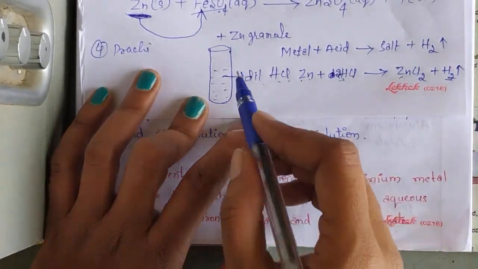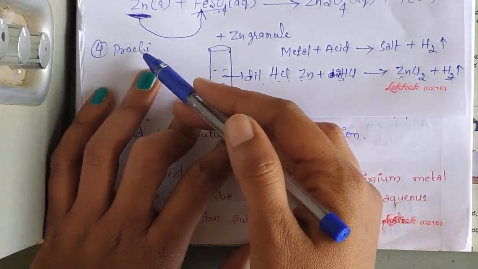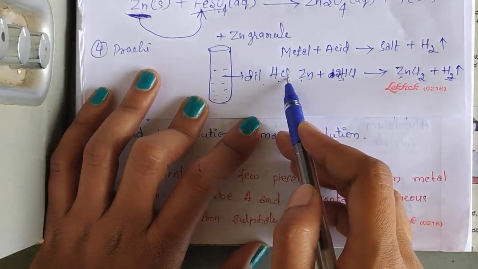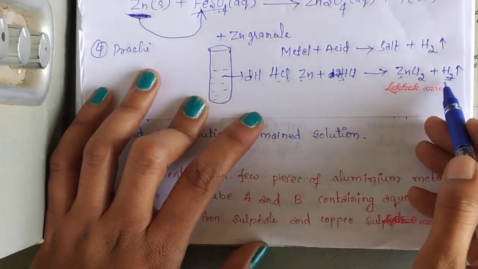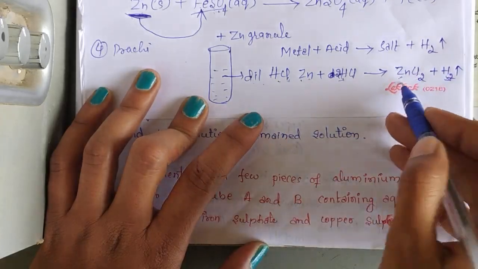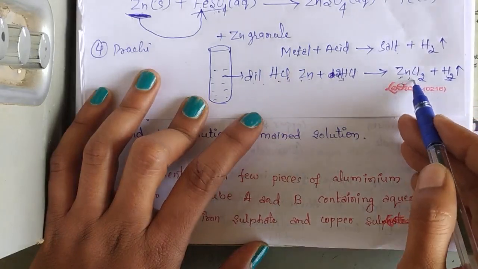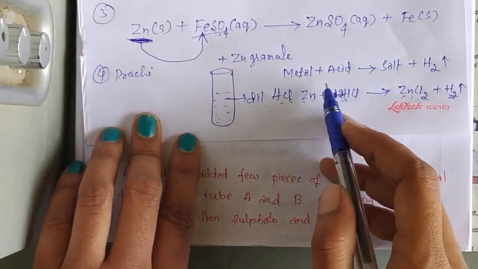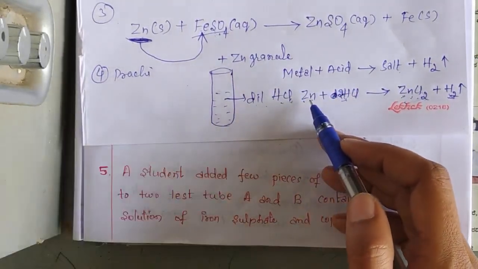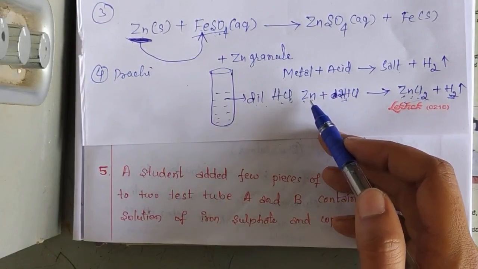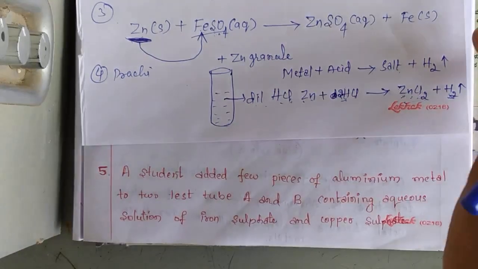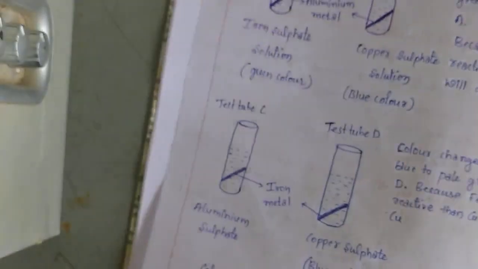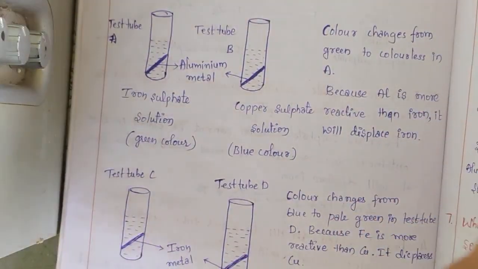When Prachi adds zinc granules to the dilute hydrochloric acid, hydrogen gas is evolved along with the formation of salt, that is zinc salt. Zinc chloride is formed. This question is based on the chemical properties of metals, the reaction of metals with acid. We'll see the next problem.